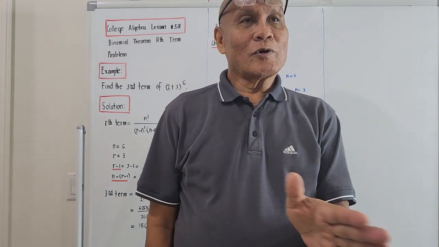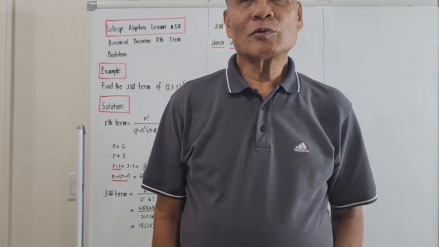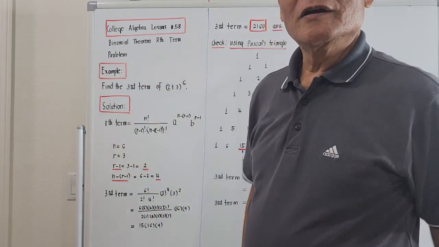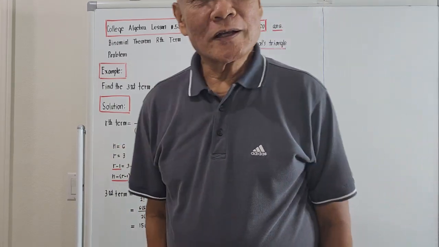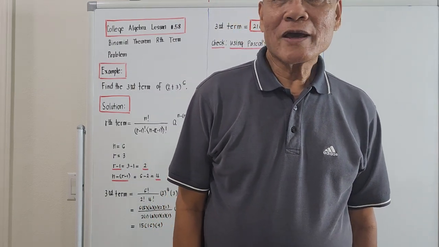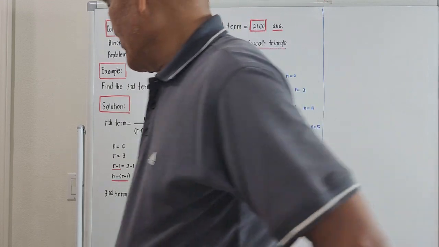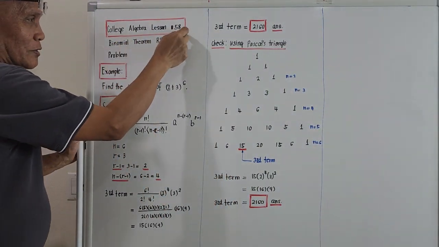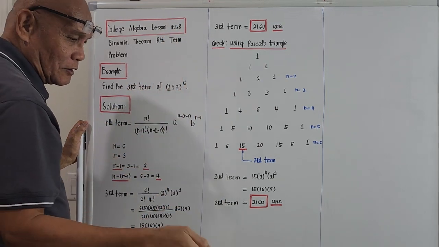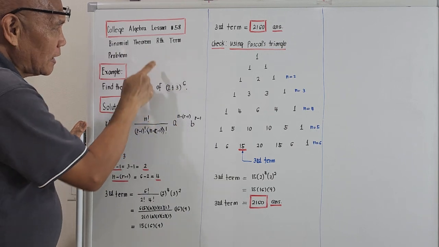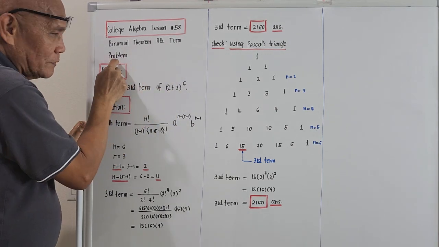My topic for this session will be a long video format discussion on college algebra. For those who are following my channels, we are running smooth. We are now on lesson number 58. We are almost done with college algebra. The topic for tonight is college algebra lesson number 58, and the title is binomial theorem, rth term problem.